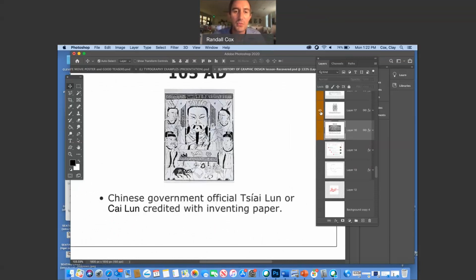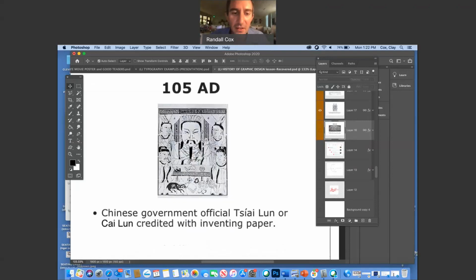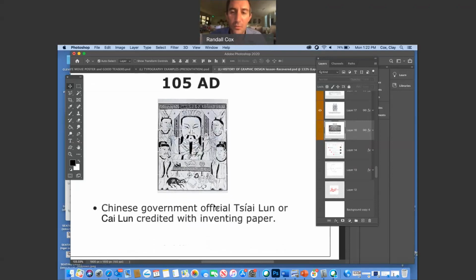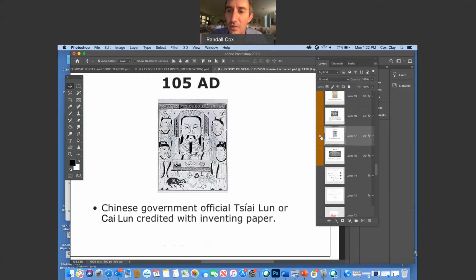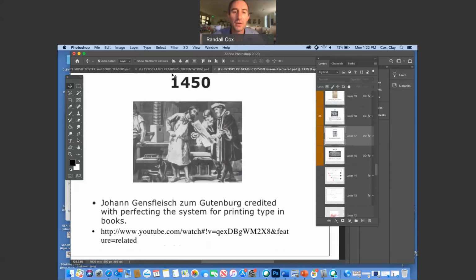So here's one, look at this. 105 AD, a particular government official was credited with inventing paper. That changed things. Things started looking a lot different when they had paper to work on, as opposed to stone, wood, things like that. So 1450, Gutenberg came up with a printing type system.